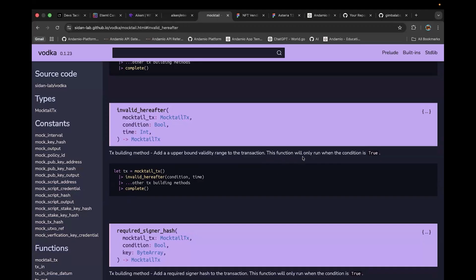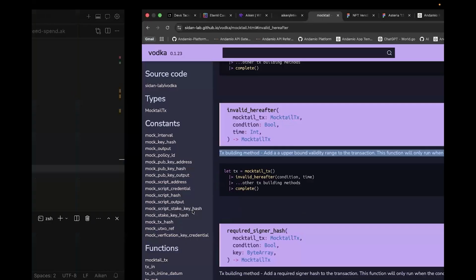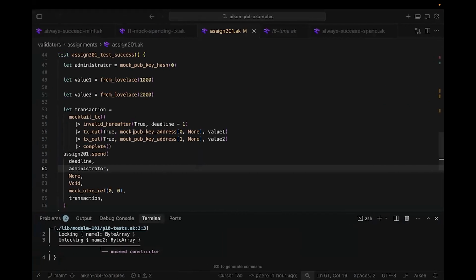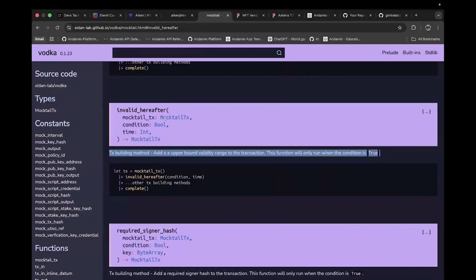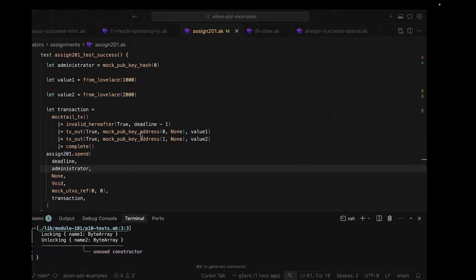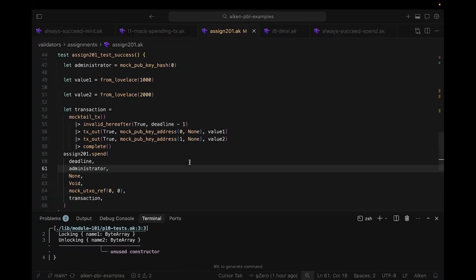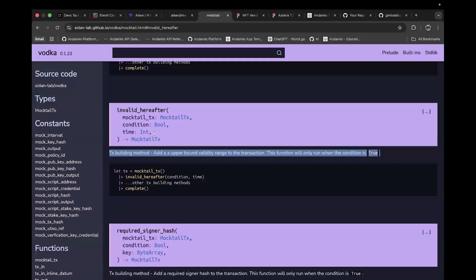This function will only run when the condition is true. Did we put true in there? Oh, we did put true. Okay. Condition. So we passed the mocktail transaction. We piped it in.